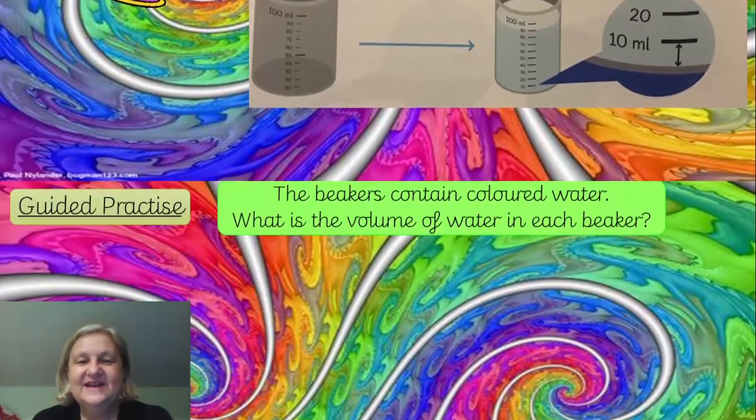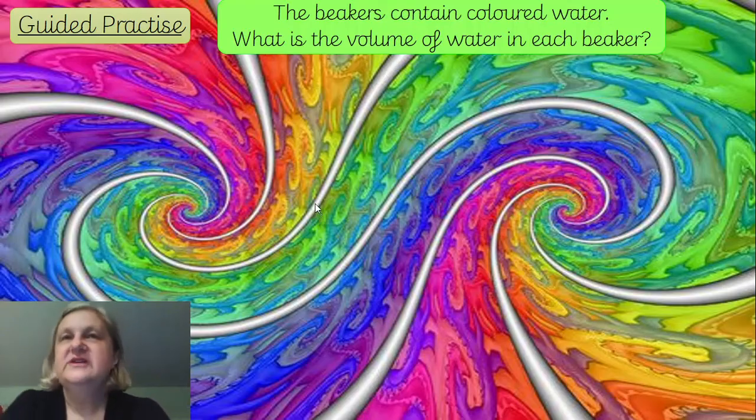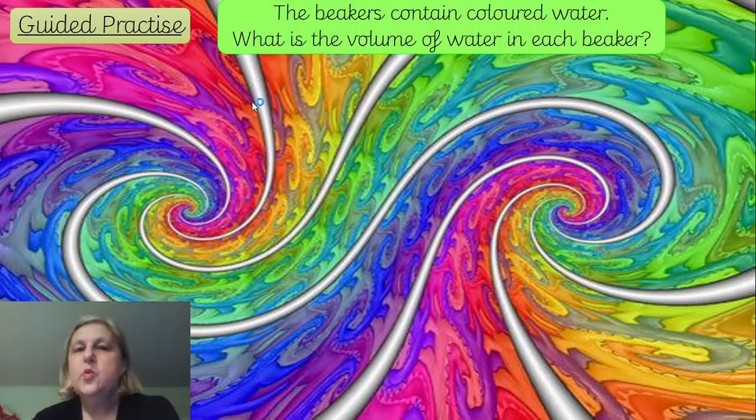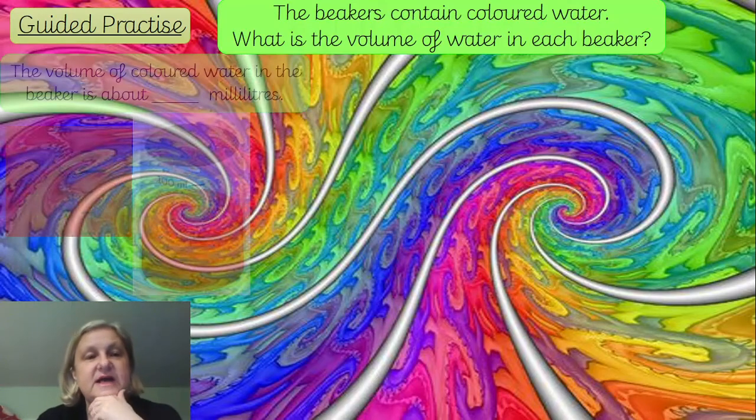Okay, so we're going to do guided practice. You've got 3 here, and the beakers contain coloured water. We've got a red one, a green one, I think it's a purple one. What is the volume of water in each beaker? So this is the amount of liquid in here. It's not how much water can be fitted into that jug. So you've got to think volume is the liquid in there.